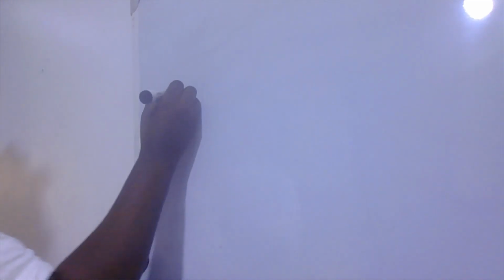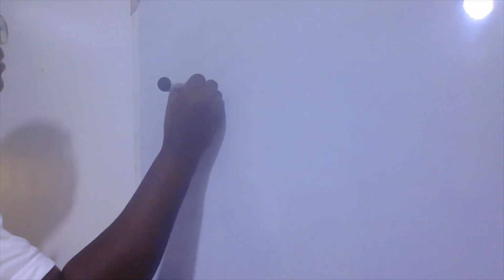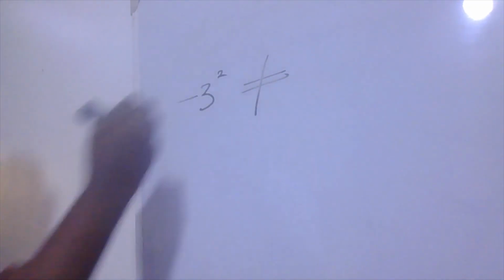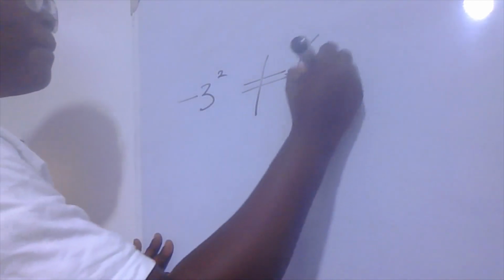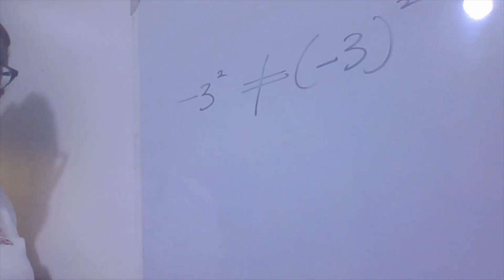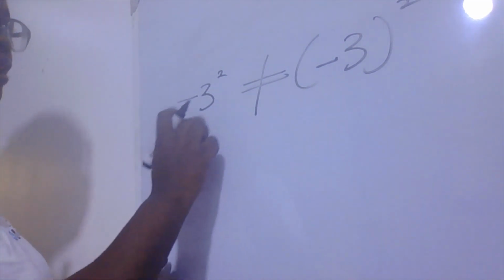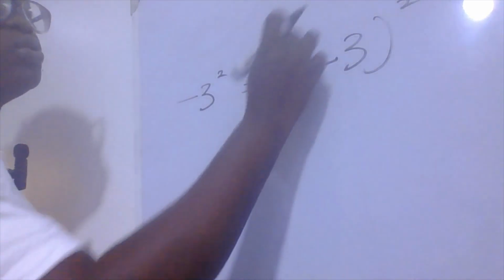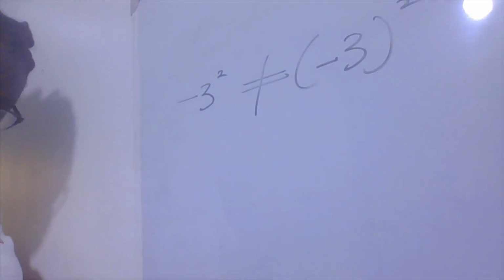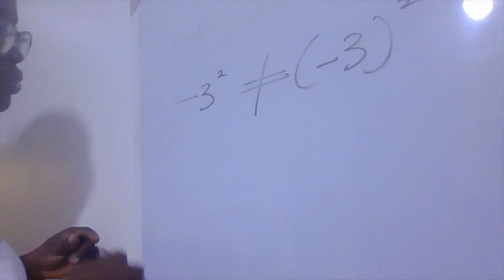Here is another misconception. We have minus 3 square is not equals to minus 3 bracket squared. Did you know? Yes, minus 3 square is not equals to minus 3 bracket to the power of 2. We are going to prove that too.